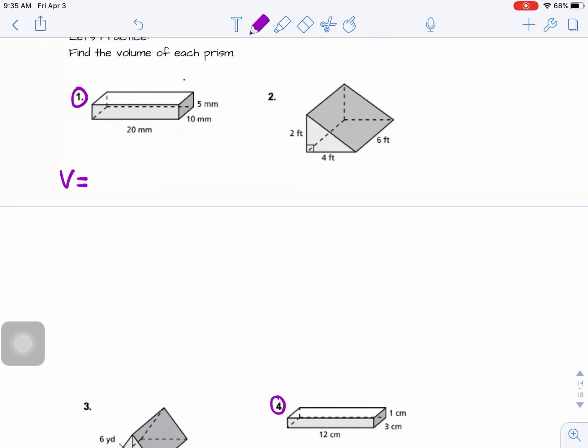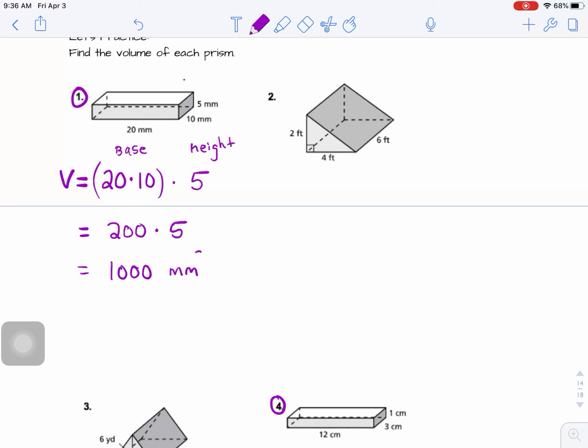Alright, so same idea as the ones we've just done. My volume is my base, which is that 20 times 10, that's the base. And then I need to multiply that by the height, which is 5. This time I just wrote it all in one step. You don't have to do it that way, up to you. If I multiply that out, 20 times 10 would give me 200, times 5, which would give me 1,000 millimeters cubed.